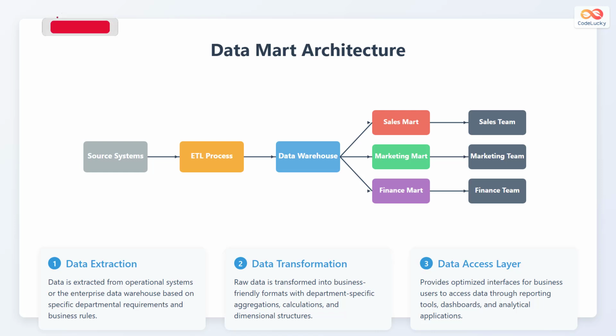The three key components of data mart architecture are data extraction, where data is extracted from operational systems or the enterprise data warehouse based on specific departmental requirements and business rules. Next is data transformation, where raw data is transformed into business-friendly formats with department-specific aggregations, calculations, and dimensional structures. Last is the data access layer, which provides optimized interfaces for business users to access data through reporting tools, dashboards, and analytical applications.